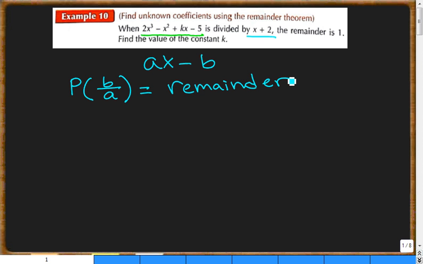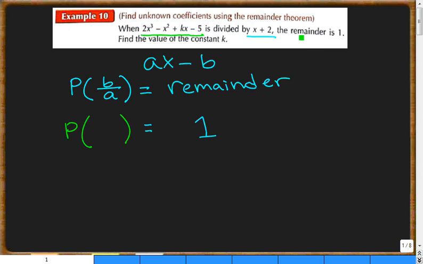Okay, so we're going to put all this information together. If we divide our function by x plus 2, then the remainder is going to be 1. So we know that our remainder is 1. So we just need to set this up. In our p function, we just need to figure out what it is that we plug in. Well, that is going to be b over a.